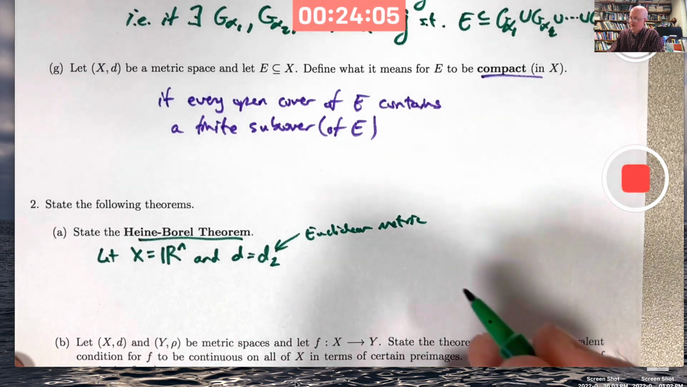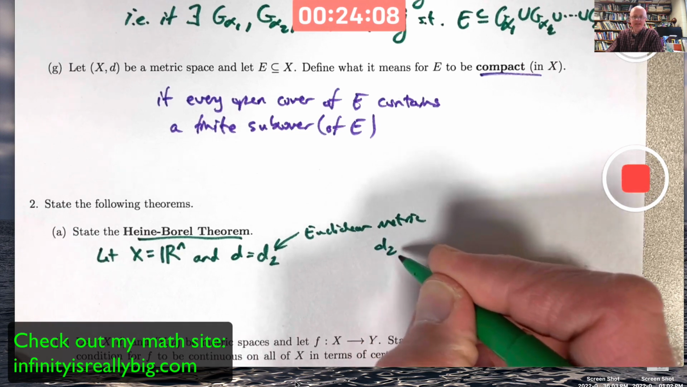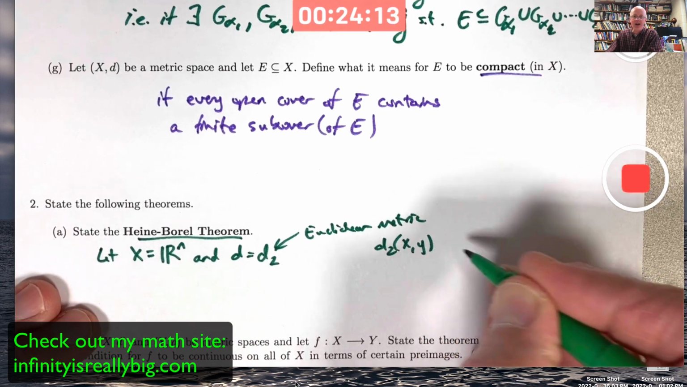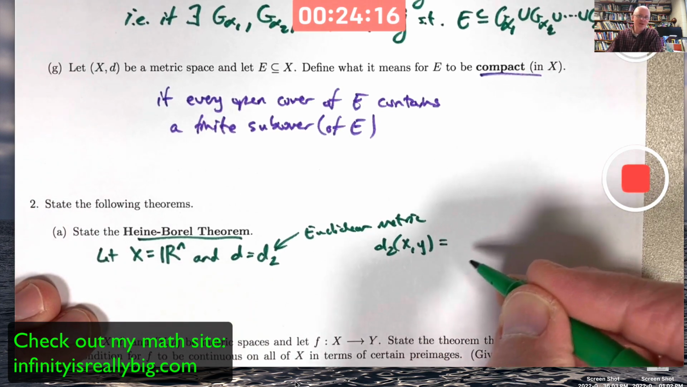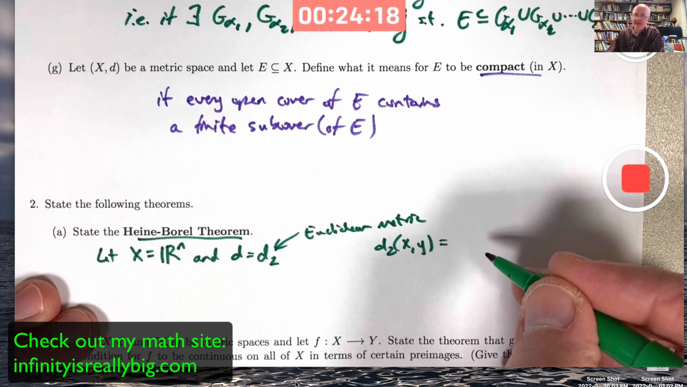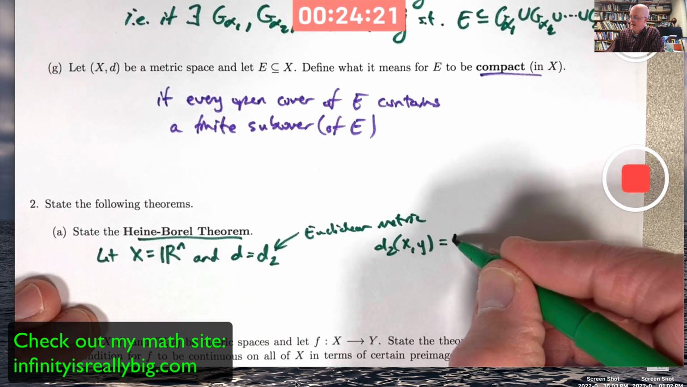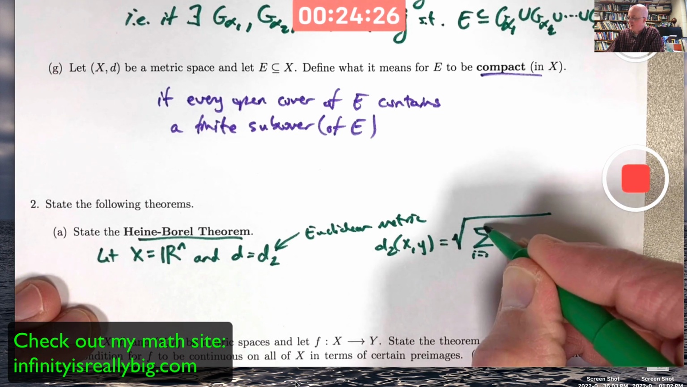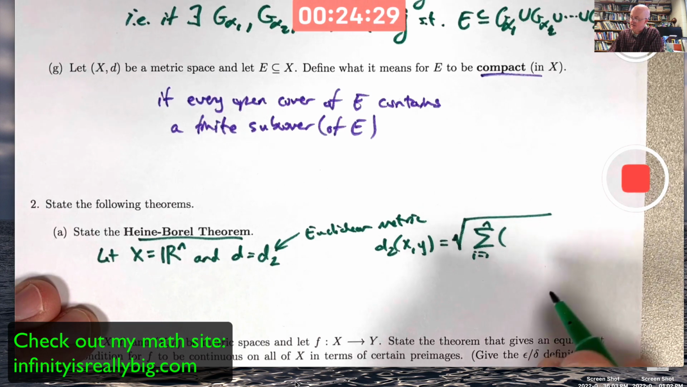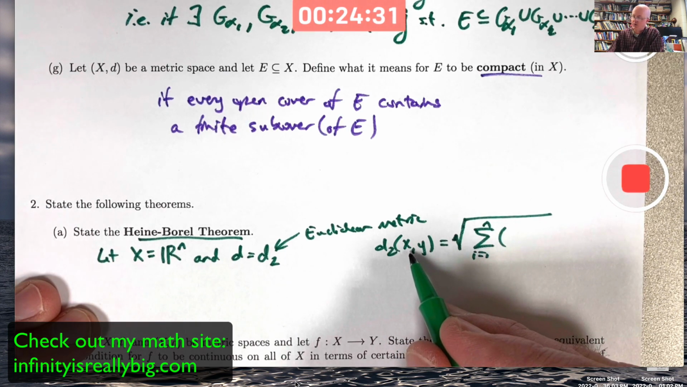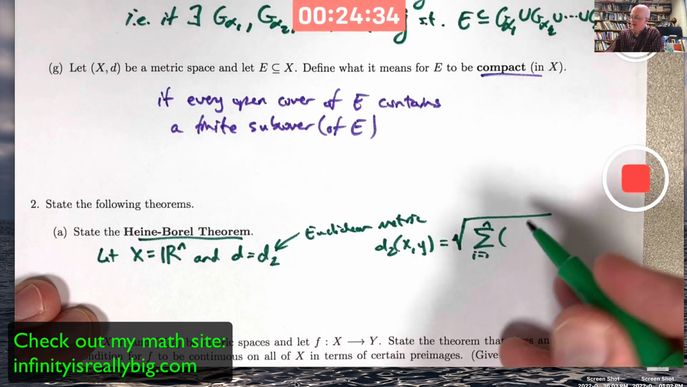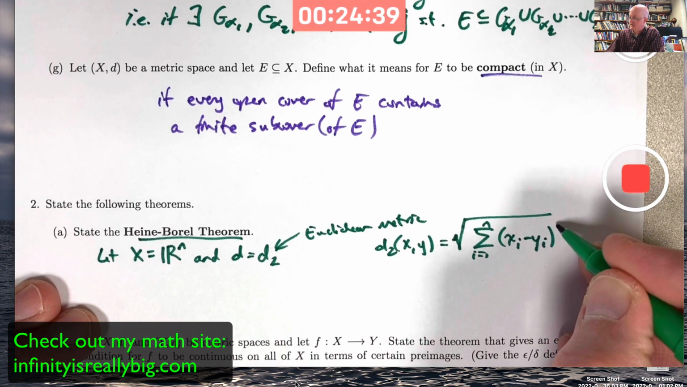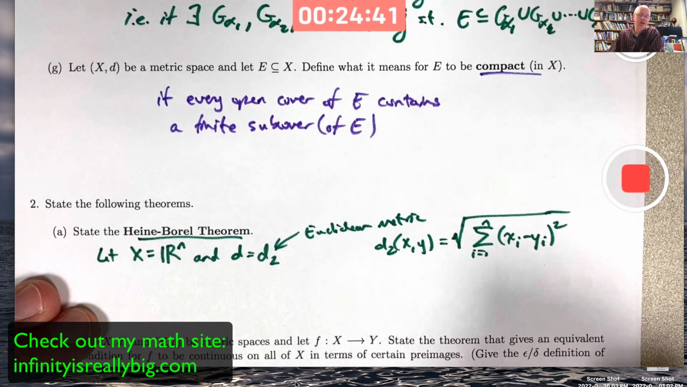What is the Euclidean metric? D2, the distance sub 2 between 2 points x and y in R^n, is what you get from the Pythagorean theorem, effectively. It's the distance formula. It's the square root of the sum, i goes from 1 to n, of the squares of the differences between the components or the coordinates of x and y individually. Call them x sub i and y sub i. Take those differences, square them, add them up, take the square root. That's called the Euclidean metric.